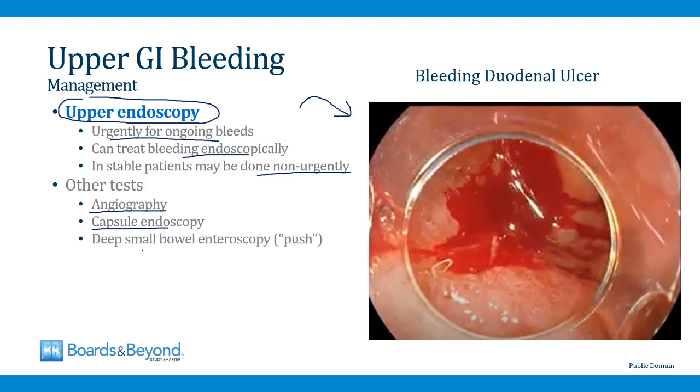And then lastly, there's a special type of scope called an enteroscope, which can be advanced deep into the small bowel. This is called push enteroscopy. And so in patients who have a negative upper endoscopy, this is sometimes done to try and take images of the small bowel and see if you can identify a source of bleeding that way.